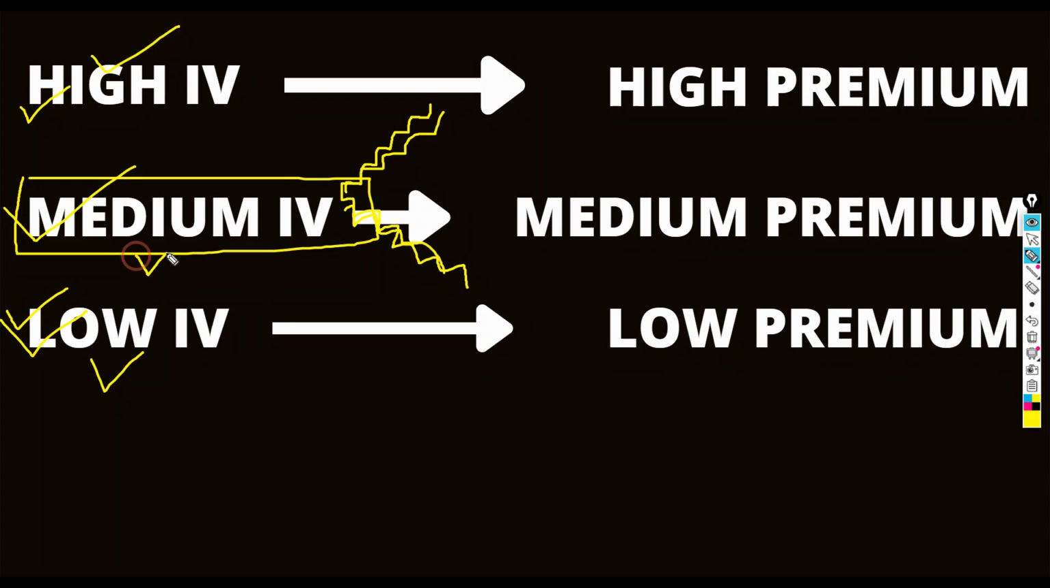Do I need to go for iron fly with calendars, or plain iron fly? You cannot go for calendars here when the VIX is high, right? Because if the IV falls, your calendar will give you a huge loss. So this is all judgmental. Okay, I'll just leave it to you.